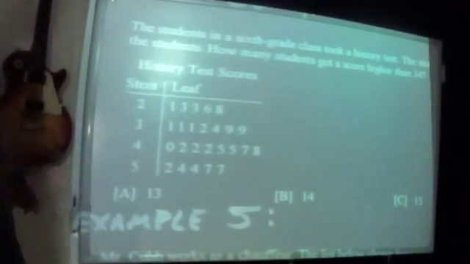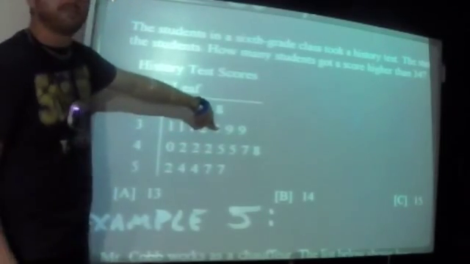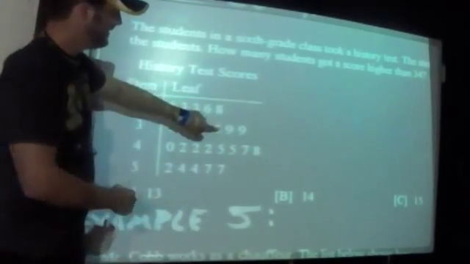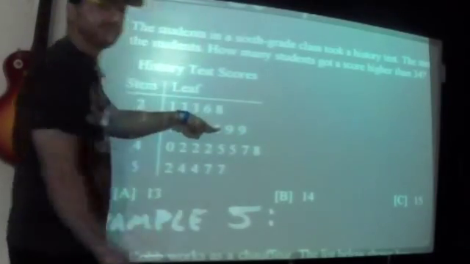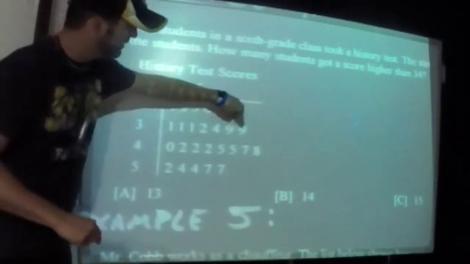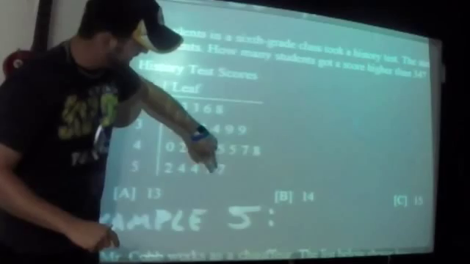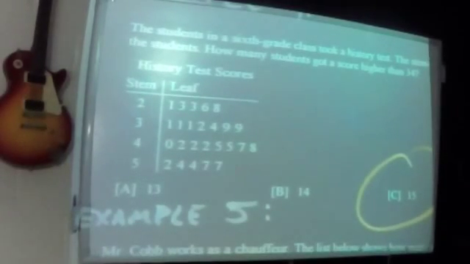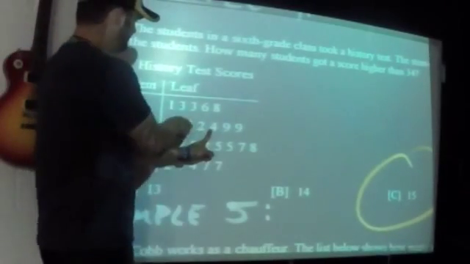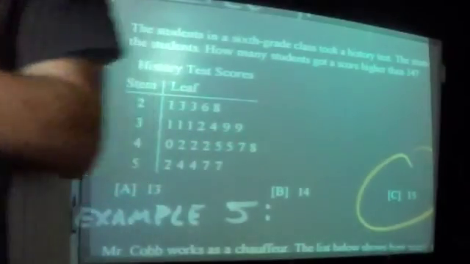So find 34. It's right on the stem and leaf plot. It's right here. Now, how many students scored higher than this? So that's going to be all the leaves here, here, plus all of these ones and all of these ones. So we have 1, 2, 3, 4, 5, 6, 7, 8, 9, 10, 11, 12, 13, 14, 15 scores that are higher than 34. We've got 1, 2, 3, 4, 5, 6, 7, 8, 9 scores lower than 34.